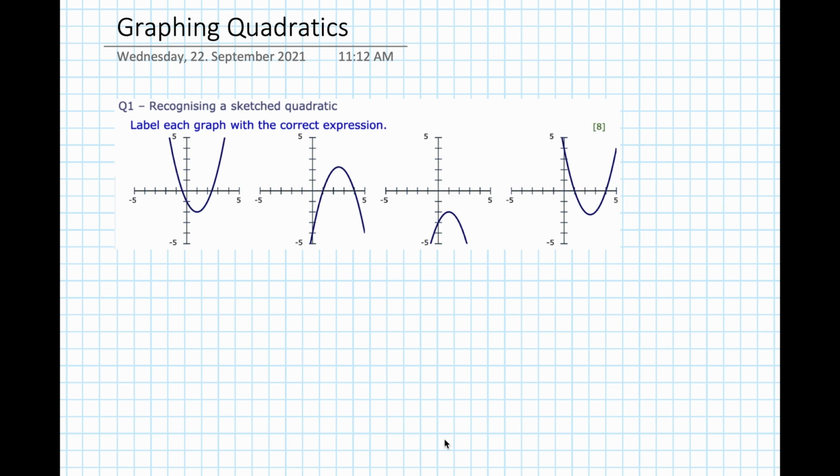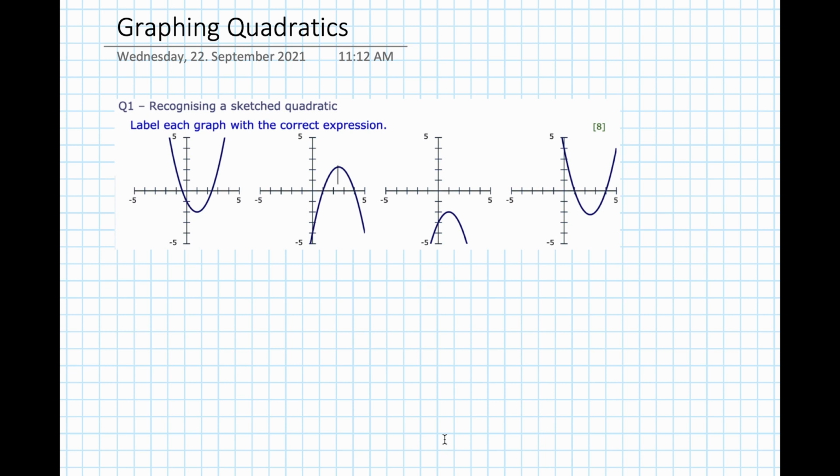In this video, we'll talk about graphing quadratics. So first, I'll give you an exercise where you already have the graph and you just have to find out the equation. And in the second exercise, you will be given the equation and you have to draw the graph. Now, when determining the equation for a parabola, you have two options.